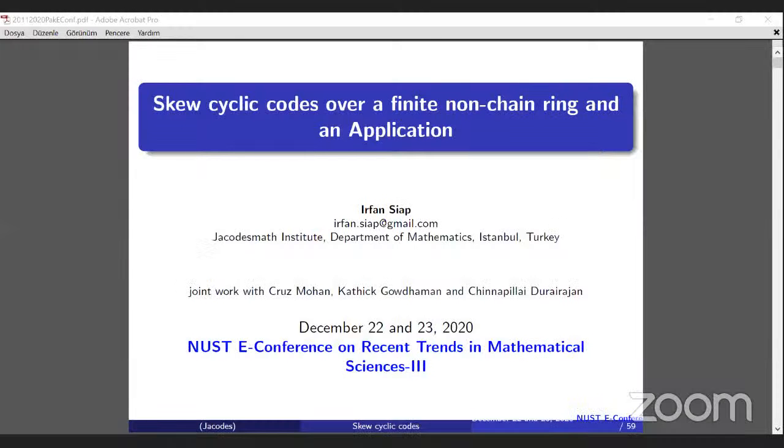Our next speaker is Professor Irfan Siap from Turkey. The title of his talk is Skew Cyclic Codes over a Finite Non-Chain Ring and an Application.